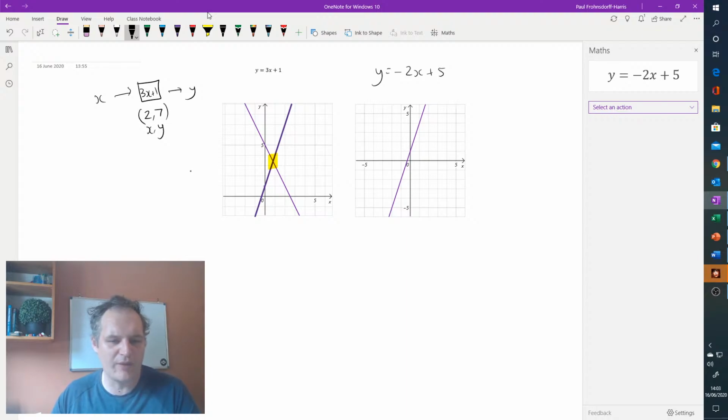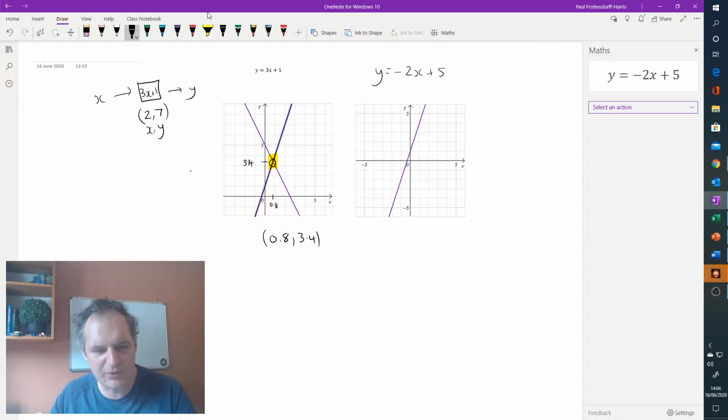Therefore, this point where they overlap tells us that it's the point at which the same input gives the same output for both lines. Excuse me. Feels like I'm sneezing every lesson at the moment. I would estimate that at about 0.8, and I estimate that at about 3.4, something like that. 0.8, 3.4 would be a solution to these two lines.